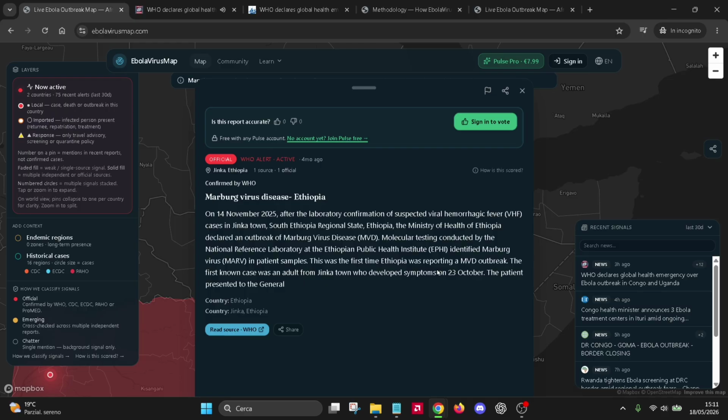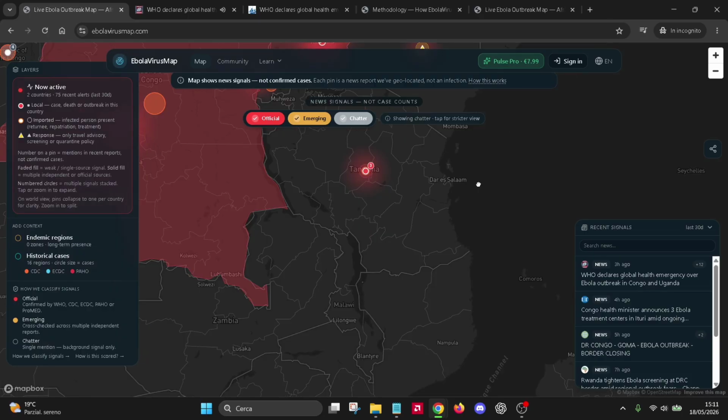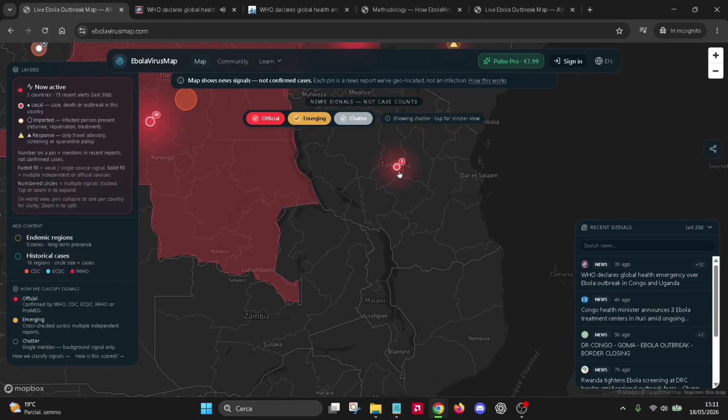Another key point is that the map reflects both the disease and the strength of the reporting system. Countries with better surveillance may appear more active simply because they detect and publish information more quickly. In other words, more visible data does not always mean more disease. It can also mean better monitoring.